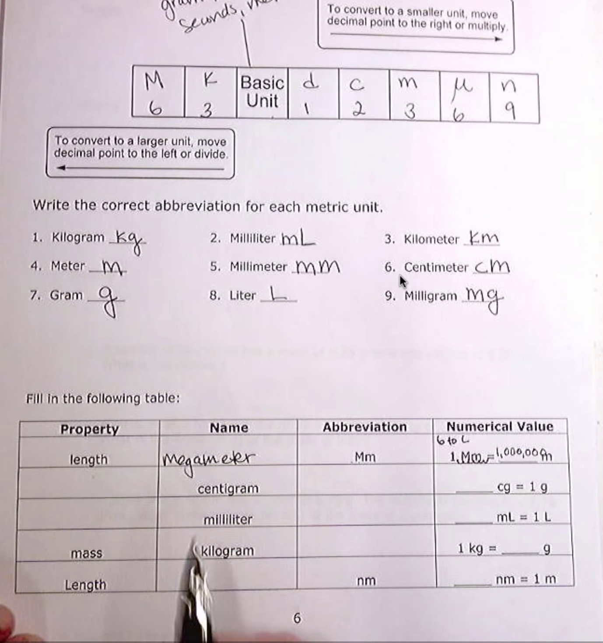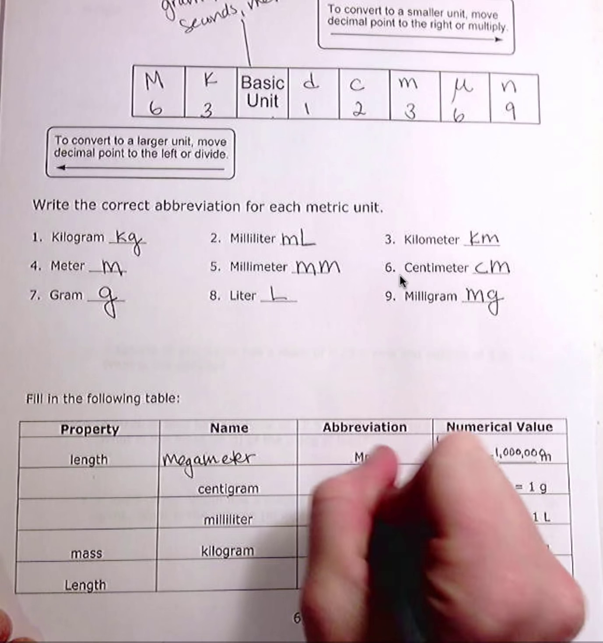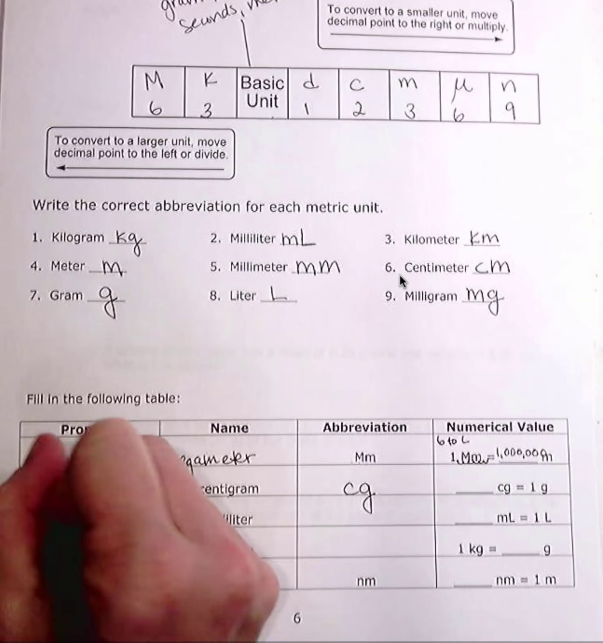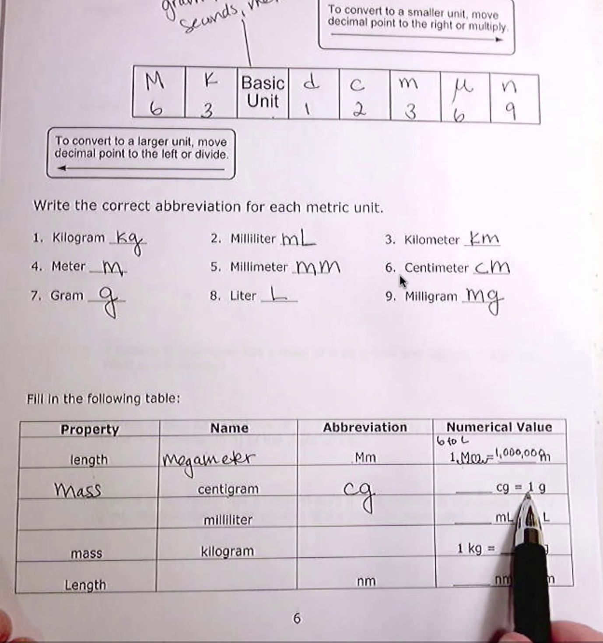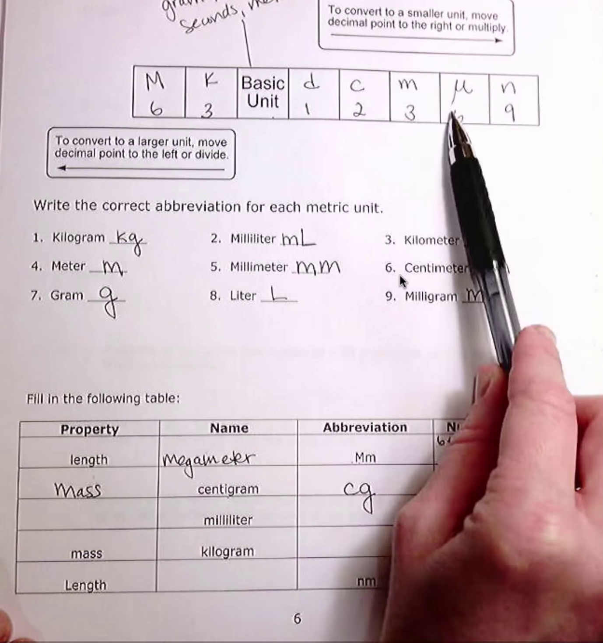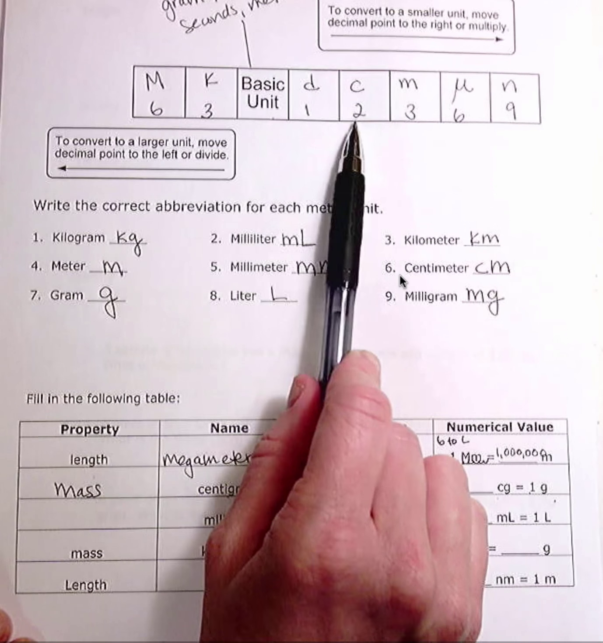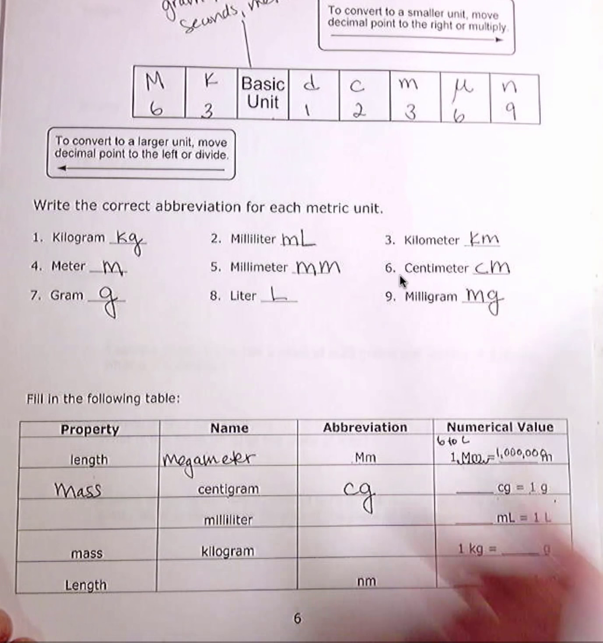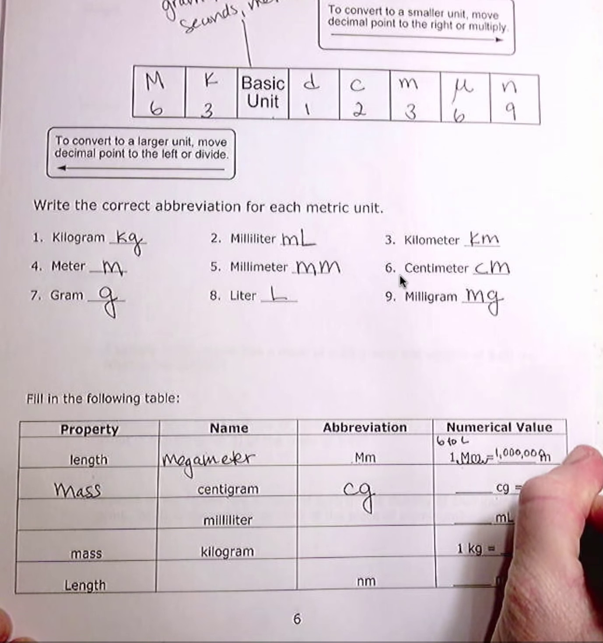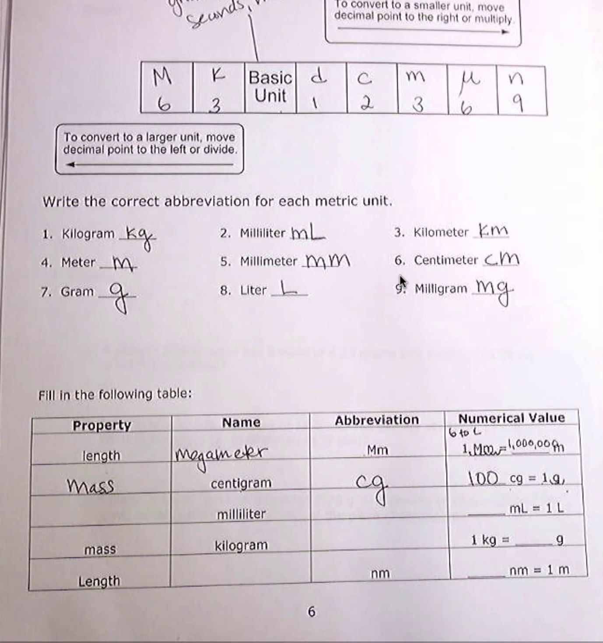Okay. This next entry on the table, the abbreviation for centigram is going to be cg. That is a property of mass. So 1 gram is how many centigrams? Okay, so I'm going to look up on the ladder, and I highly encourage you to memorize this ladder because it's very helpful. 1 gram is how many centigrams. So in our basic unit, we need to get to centi. So we're going to go 2 to the right. So that means 1 gram equals 100 centigrams. Well, that makes sense because a centigram is smaller than a gram.